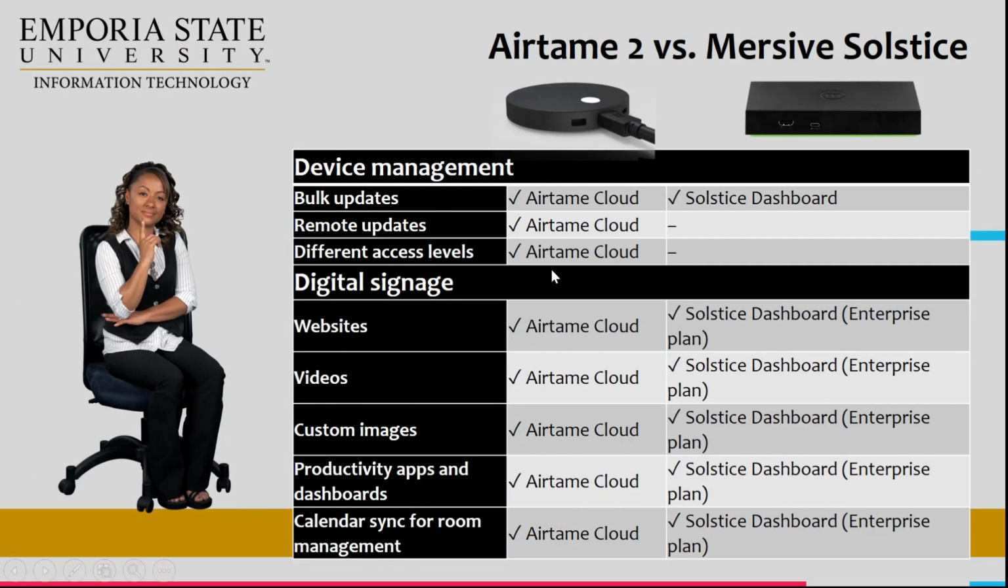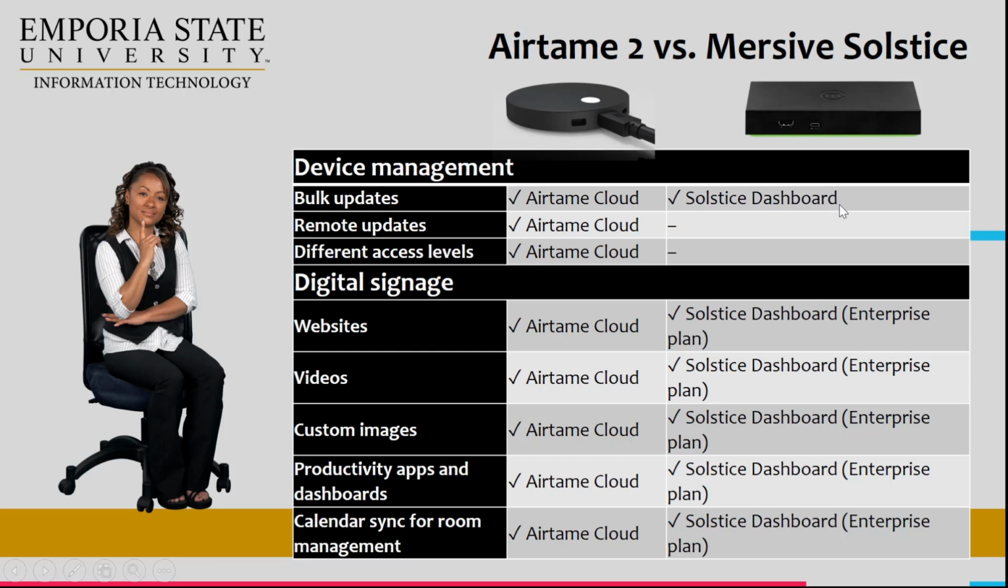Last here is just another comparison we made when we were talking about the digital signage options. Both Airtame and Mersive Solstice offer a variety of digital sign capabilities. They also do both have a dashboard or cloud system that allow you to do bulk updates, remote updates, and supply different levels of access.